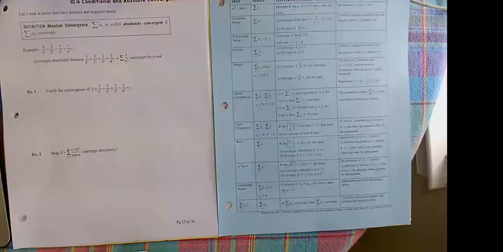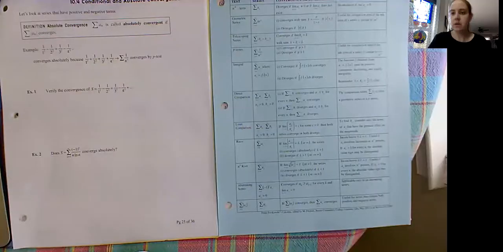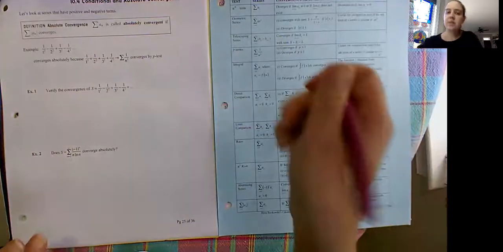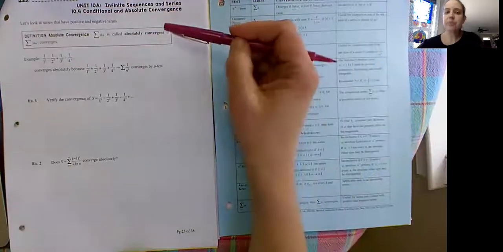Actually, conditional and absolute only works for alternating, so I don't know if you need it or not. So we'll teach it to you. I'll get back to you if you need to know more information. Let's look at our notes. I'm still here. 10.4, we're still in that yellow packet.